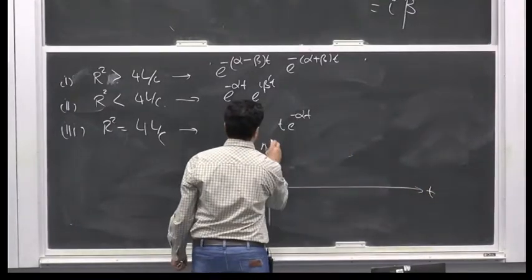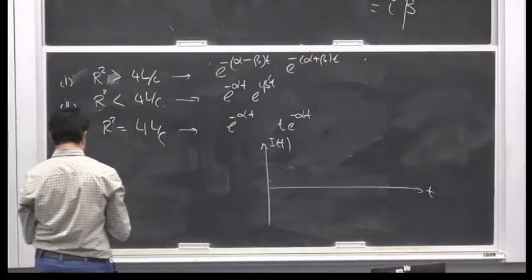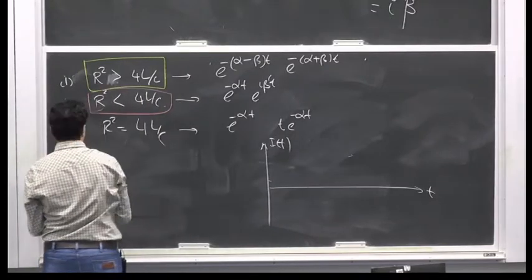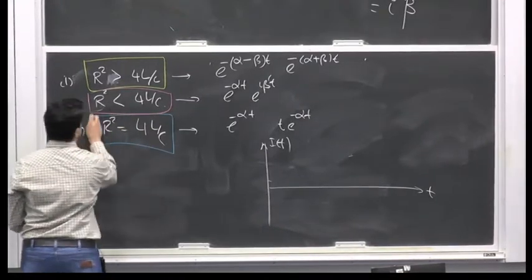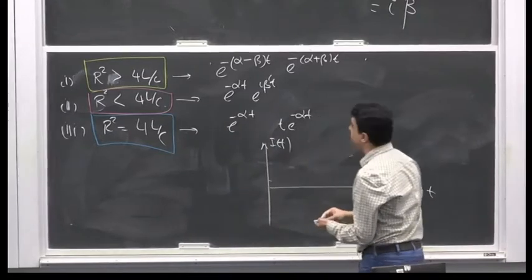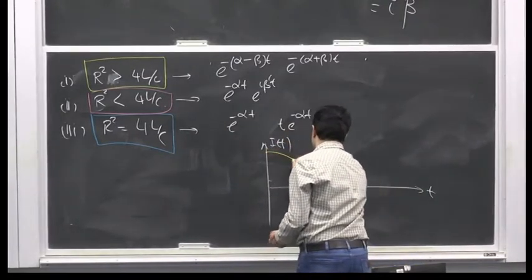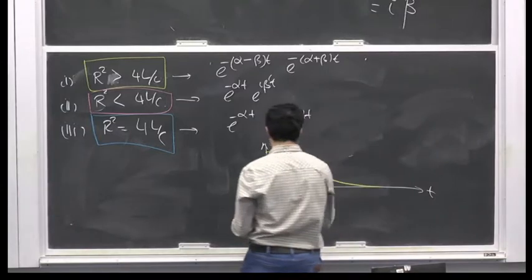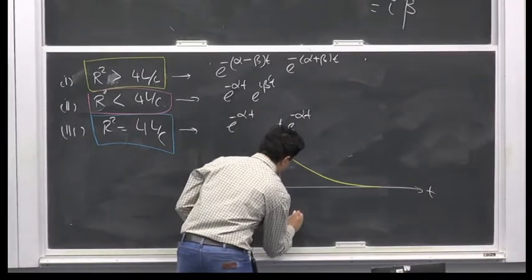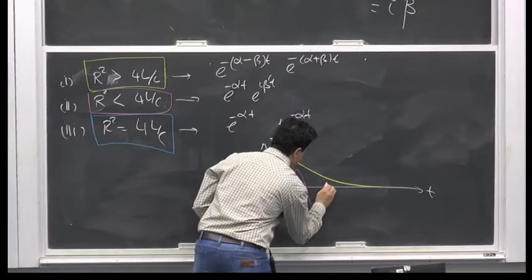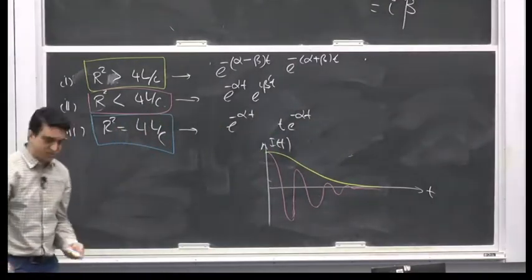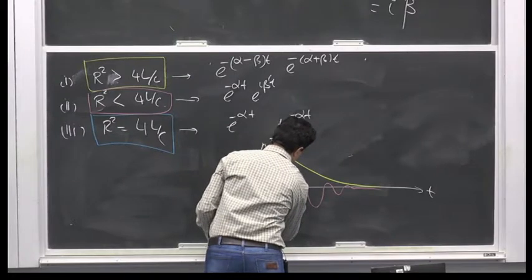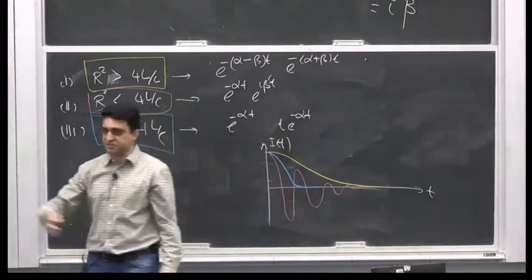T, this is I of t. This one is simply an exponentially decaying function, but it decays somewhere like this. That's the first part of the solution. The second part of the solution is a solution which oscillates, but it decays as it oscillates. So that's the second solution. And the third solution is this solution, where it decays fast, so it just completes one oscillation and it just decays and it doesn't come up.